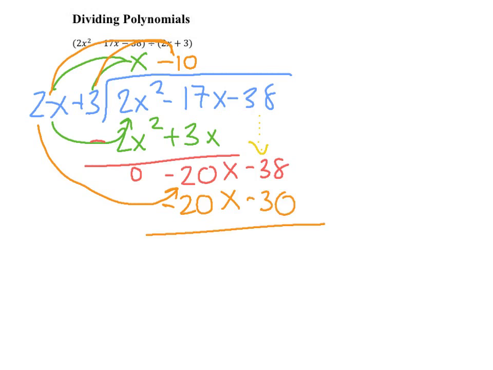The final step here is going to be subtracting. So I have negative 20x minus a negative 20x, and that's 0. Then I have negative 38 minus a negative 30. So when I plug it into the calculator, I'm going to get negative 8. So in this answer, I do get a remainder. So I'm going to write 2x squared minus 17x minus 38 divided by 2x plus 3. My answer is x minus 10 with a remainder of negative 8.